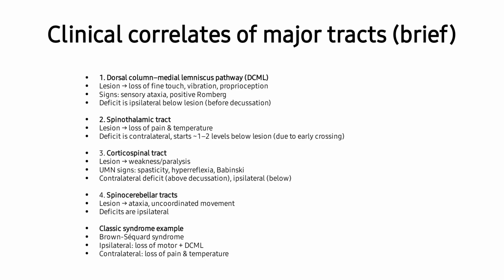Ipsilateral. Then there is a classic syndrome example, which is Brown-Sequard syndrome. Brown-Sequard syndrome, where there is hemisection of the spinal cord, usually produces ipsilateral loss of what? Motor, meaning the DCML is also involved there, and the contralateral loss of pain, meaning there is involvement of the spinothalamic tract.